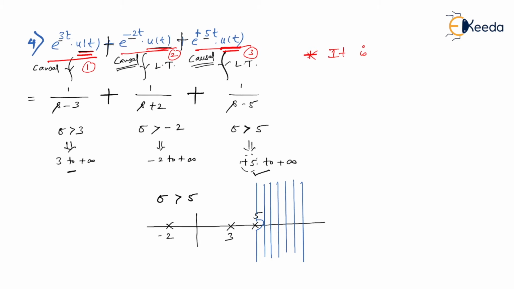So when it is a linear combination of all causal signals together, then the ROC will be on the right-hand side, to the right of the rightmost pole. I repeat, in that case the ROC is present to the right of the rightmost pole. As you could see, we had 3 poles. One is present at minus 2, the other at 3, and the remaining one at 5. And the given function is a linear combination of causal signals. In that case, the ROC is present to the right of the rightmost pole.